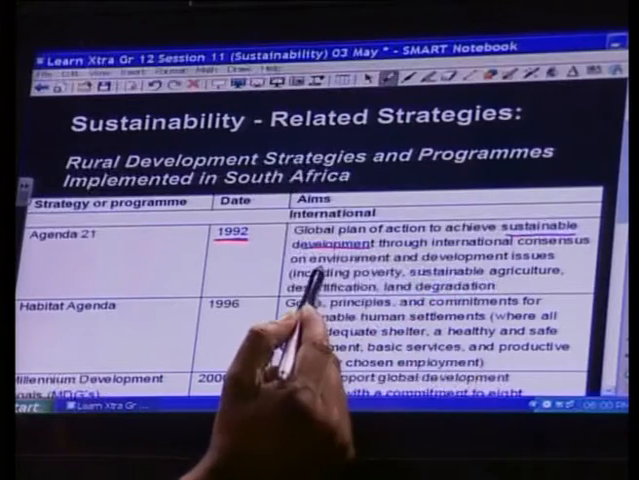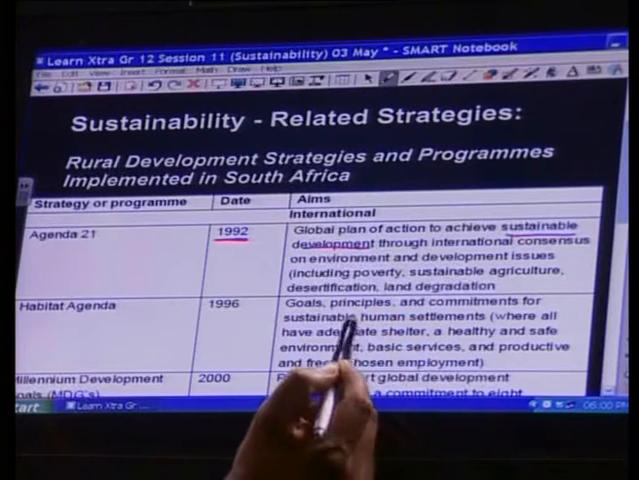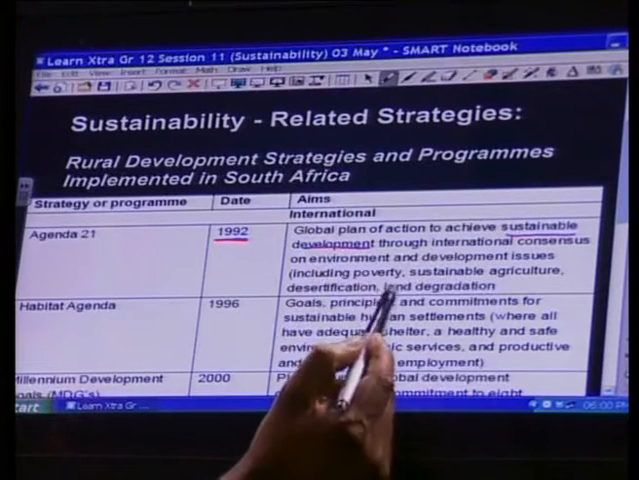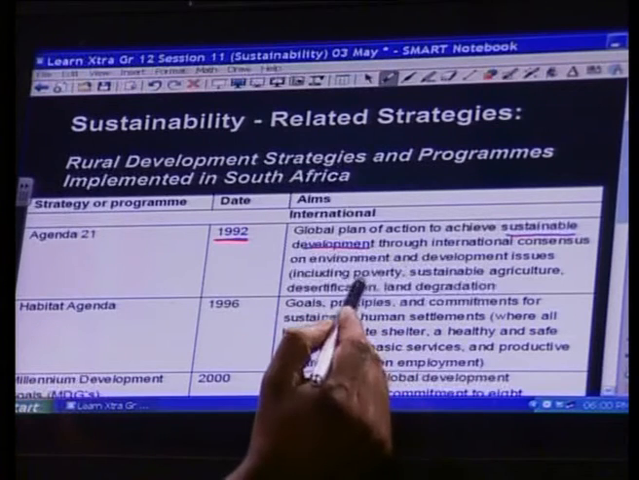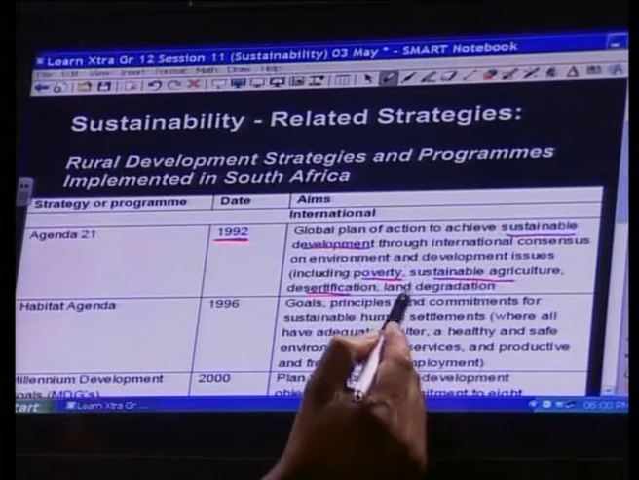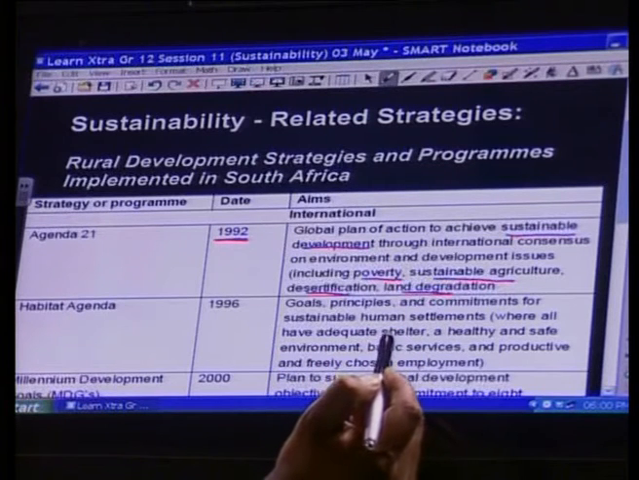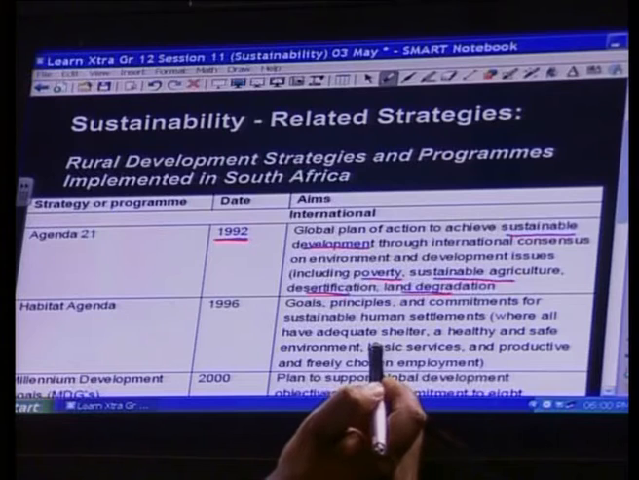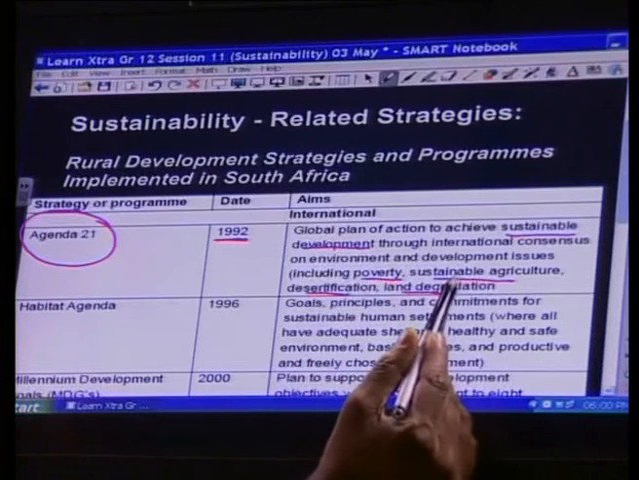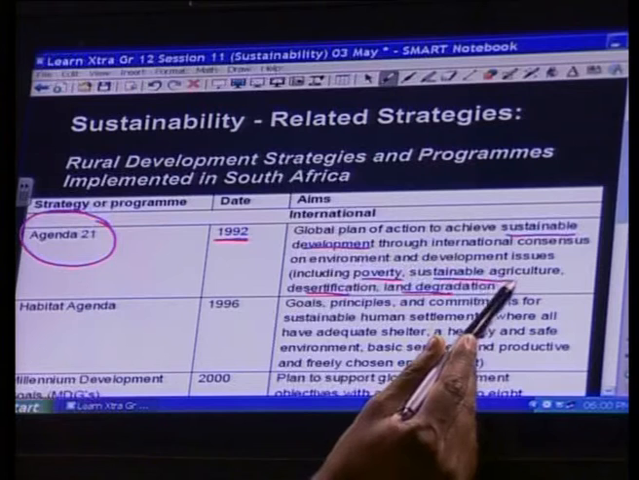Through international consensus on environment and development issues, including poverty, sustainable agriculture, desertification, and land degradation. These concepts are key concepts which we need to understand impact negatively on rural development programs. Agenda 21 is a strategy of rural development which tries to improve the levels of poverty, which tries to improve sustainable agriculture.